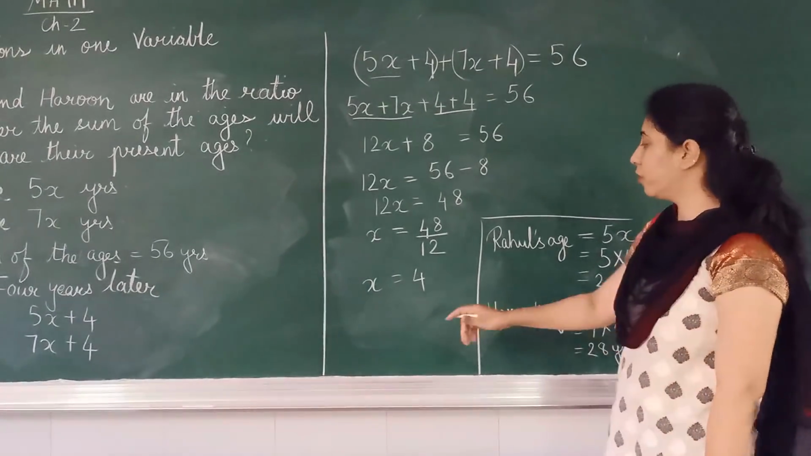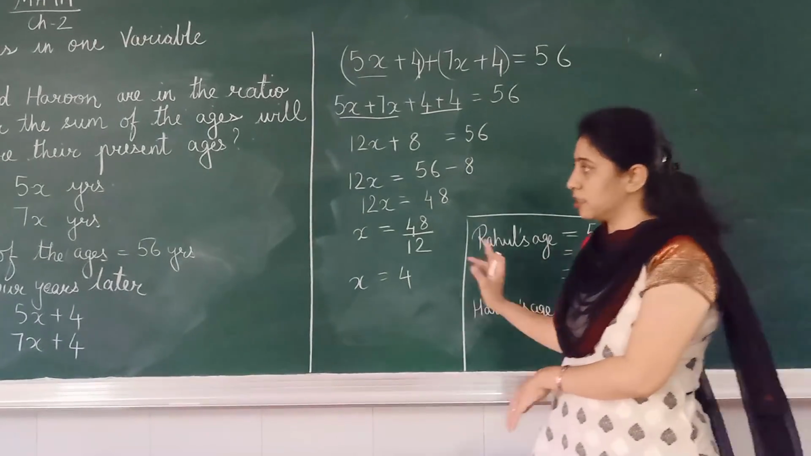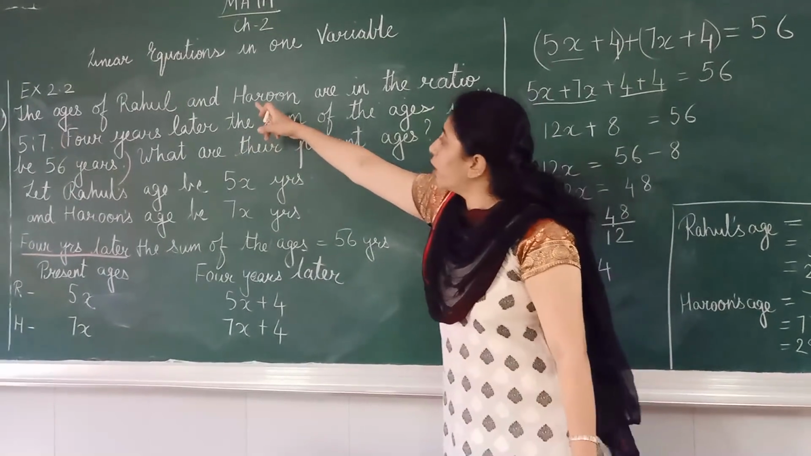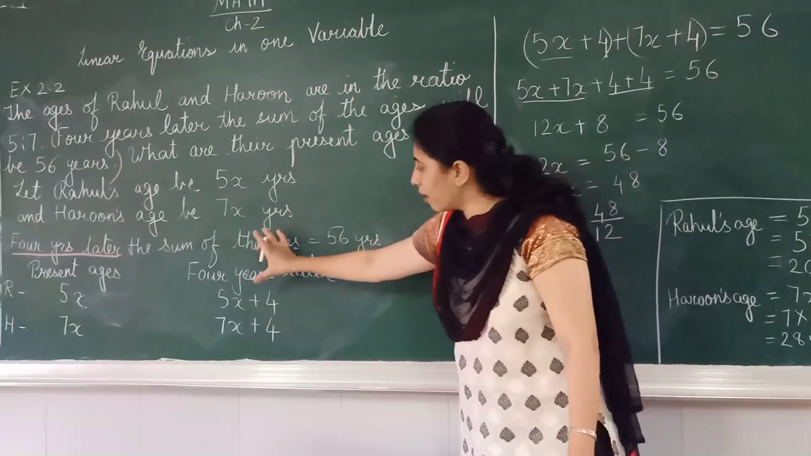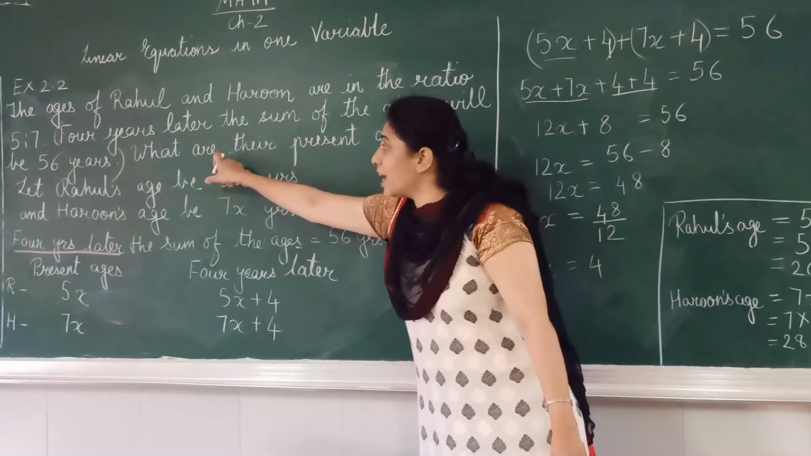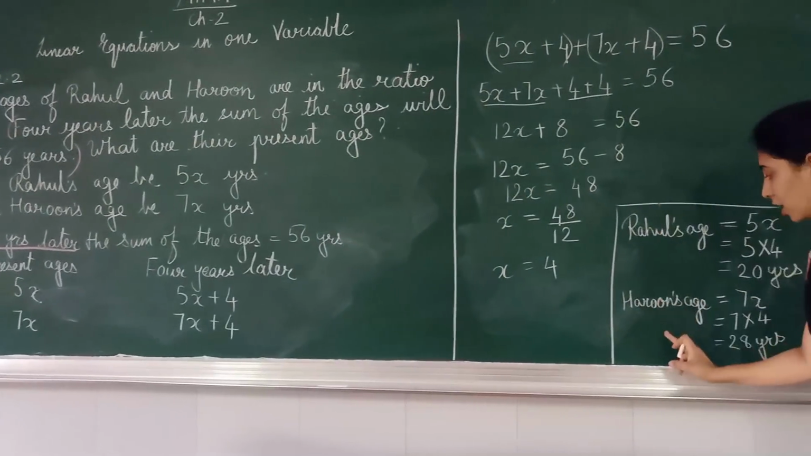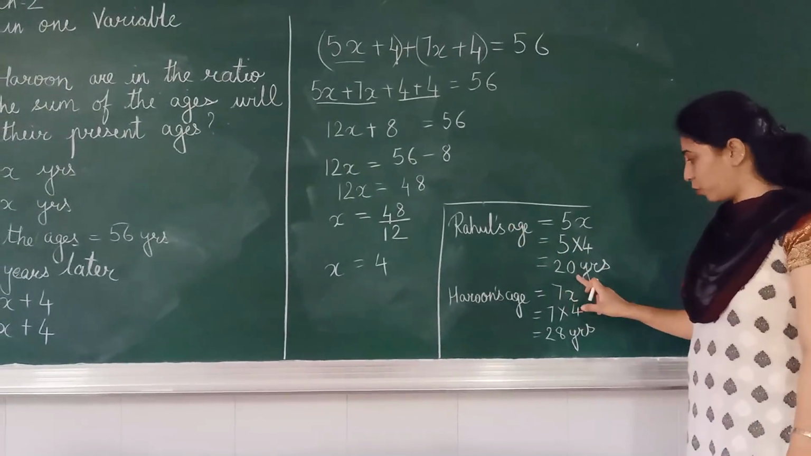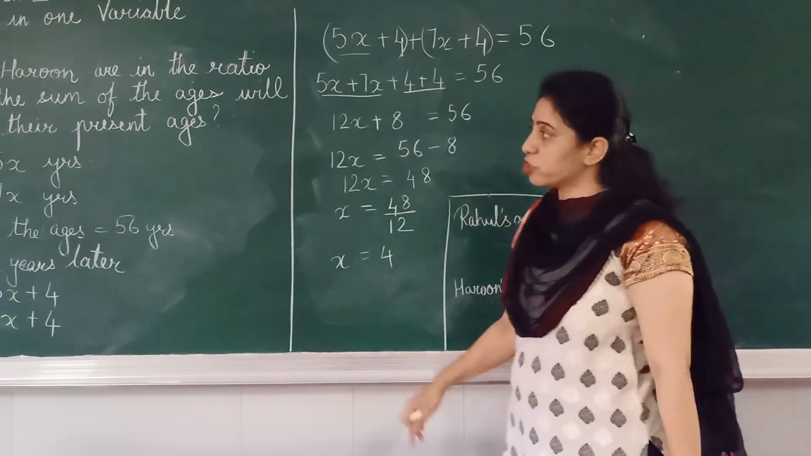Students, few of them just stop over here. You don't find out the ages. This also carries marks because you have to go step by step. First you have to write down the first statement, then the second statement, frame the equation and solve. And what is your last statement? Three steps are already there. This is your last step: you have to find out the present ages. So Rahul's age is 20 years, Harun's age is 28 years. So this was your question number 9.